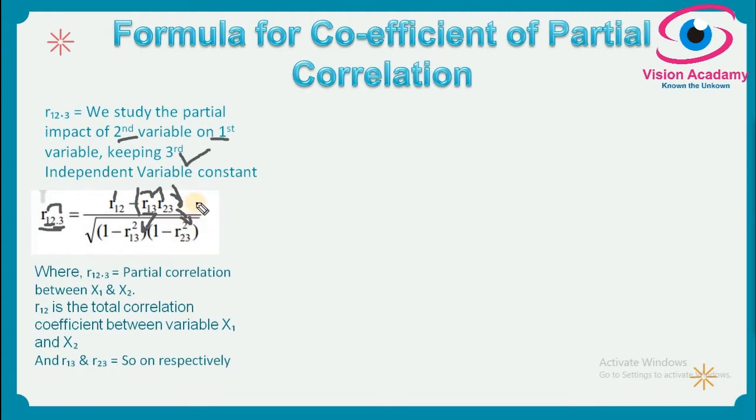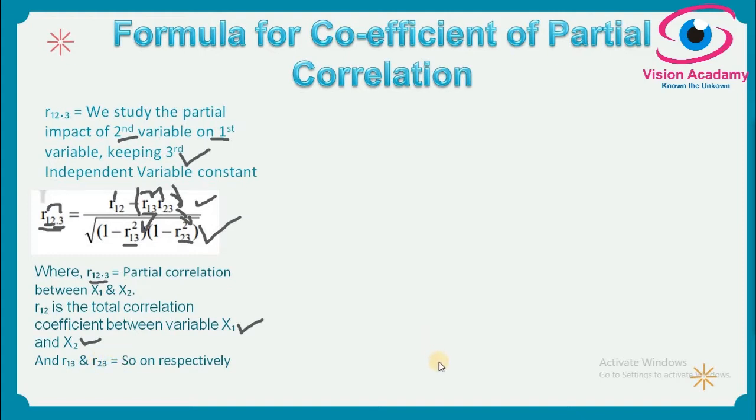One more logic here: in the numerator we won't use any square, in the denominator we use squares for the 2 zero order correlations also. That is R13 square and R23 square, both subtracted from 1 and multiplied, and later the square root is taken. Here R12.3 means partial correlation between x1 and x2, so R12 is the total correlation coefficient between x1 and x2, and so on. R13 means total correlation between x1 and x3. R23 means total correlation between x2 and x3.